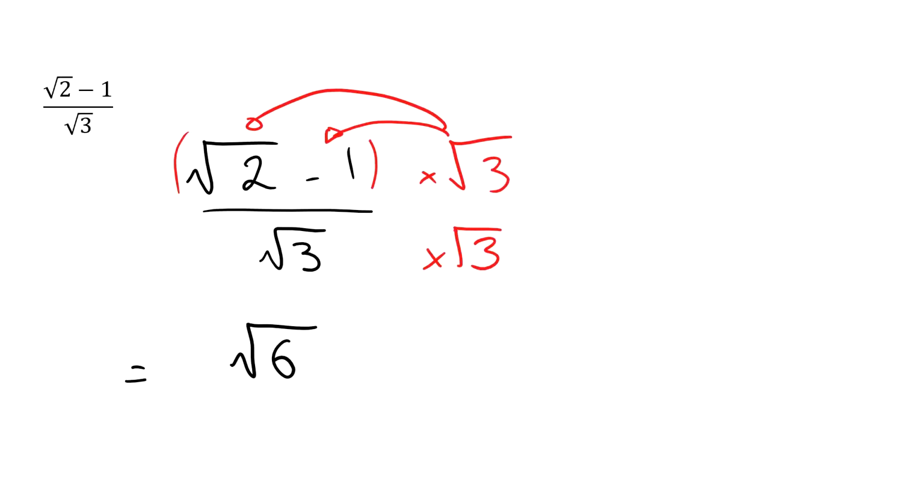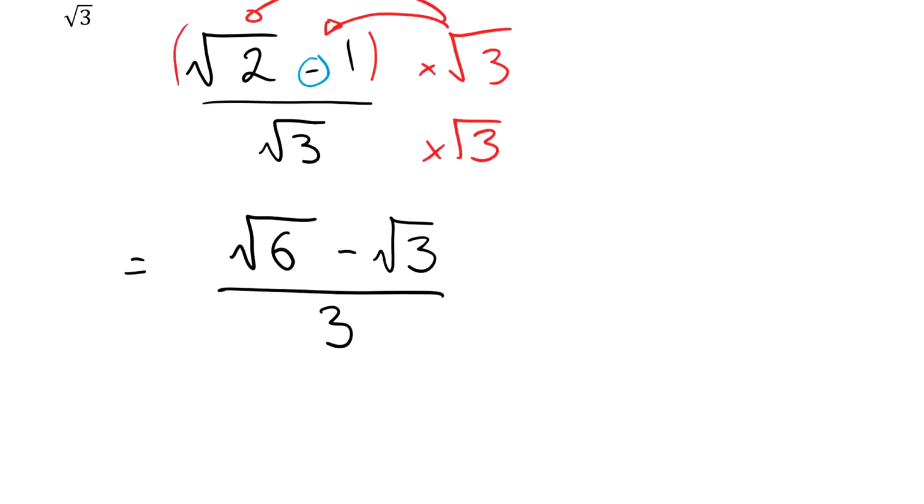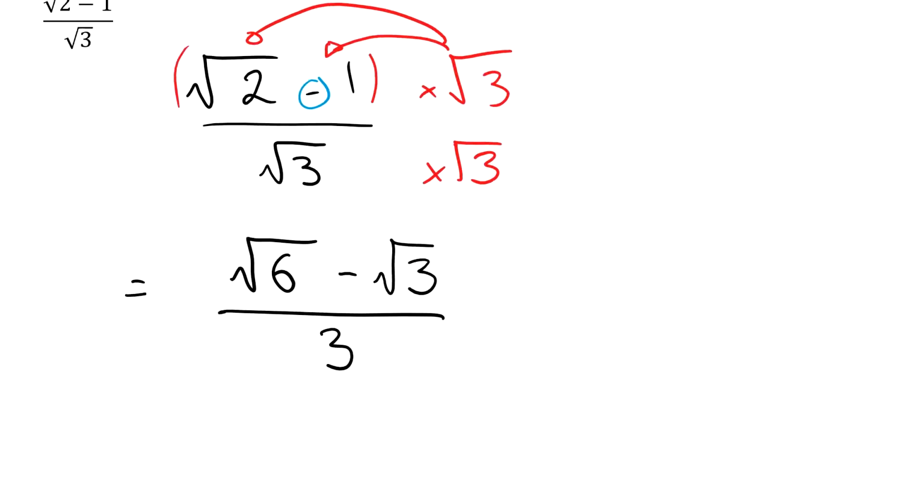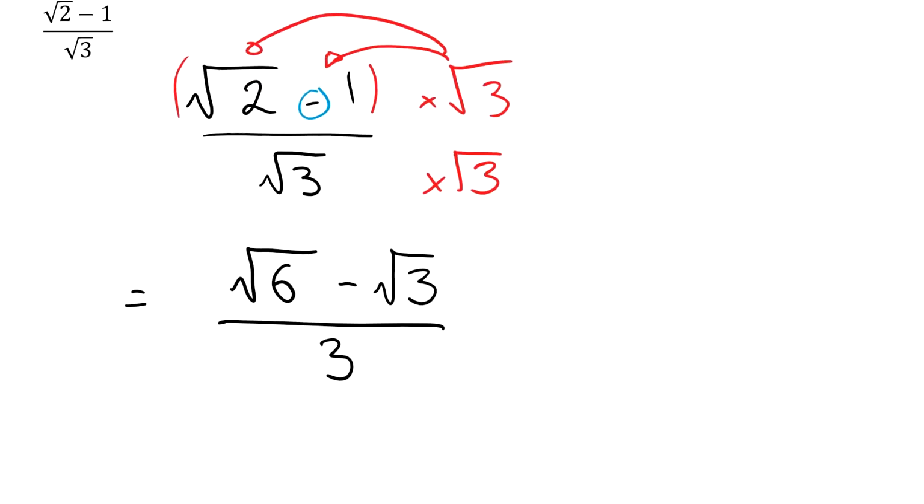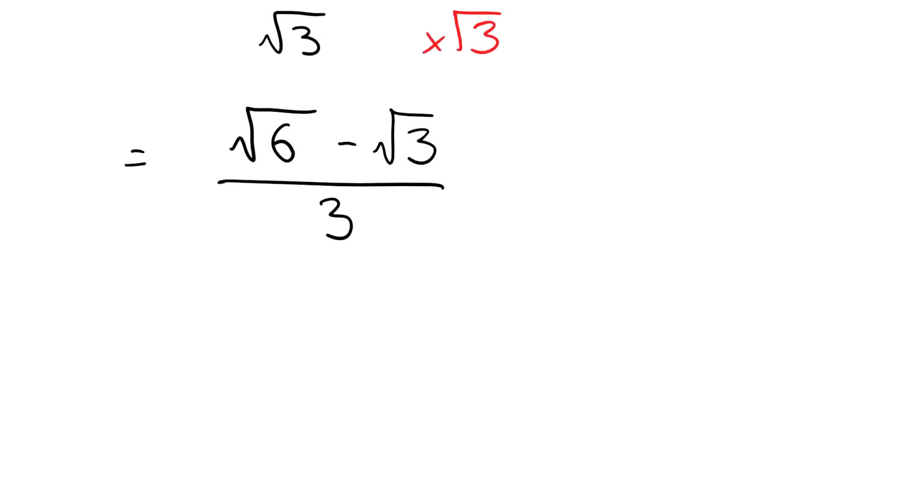We then have a negative here, so we're going to have a negative next. Then we have 1 times root 3, which is just root 3. On the bottom, we get root 3 times root 3, which, remember, cancels out the root symbol, so we're left with 3. That's all there is to that one. As you can see, it's not too complicated. Take your time with these, especially with the more complex fractions, to not make simple mistakes.